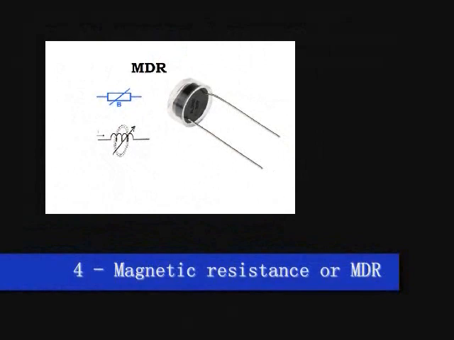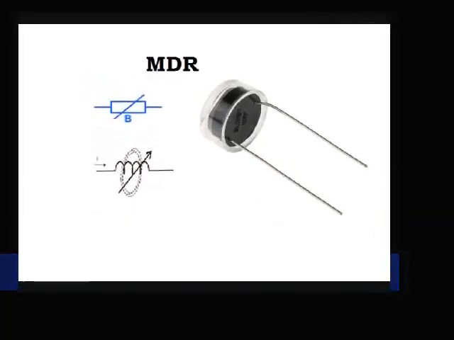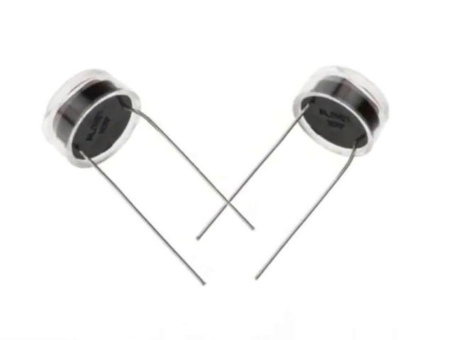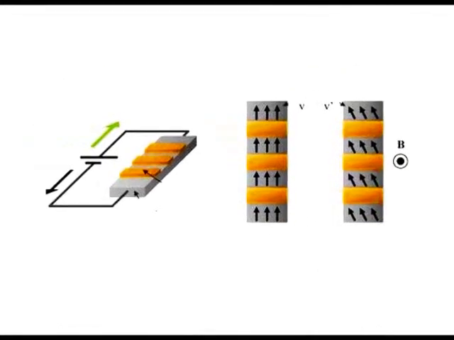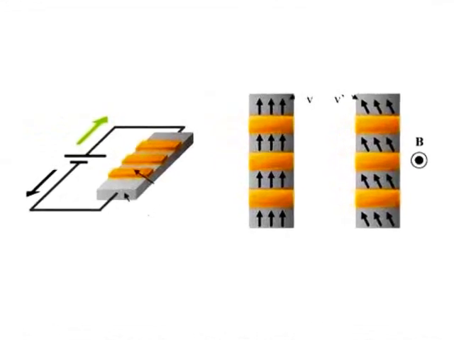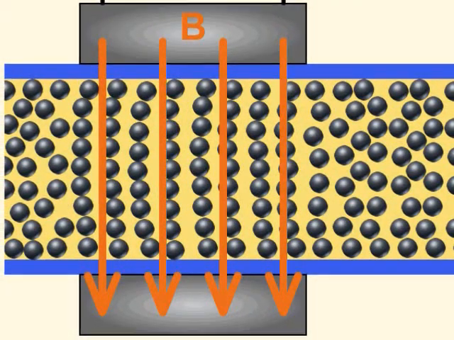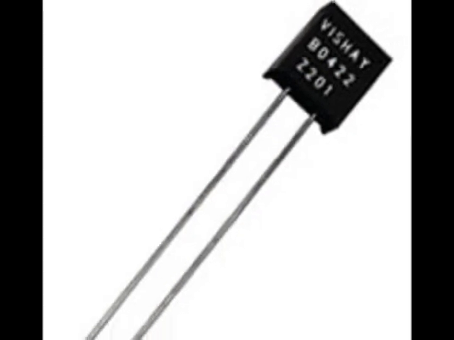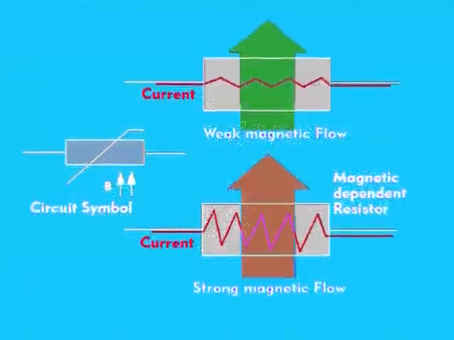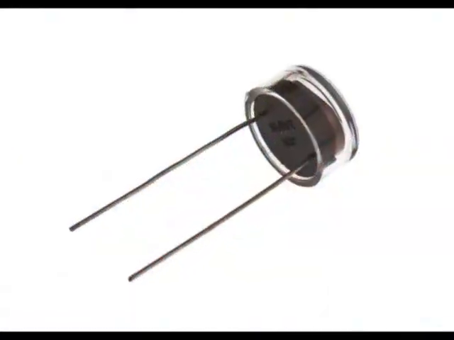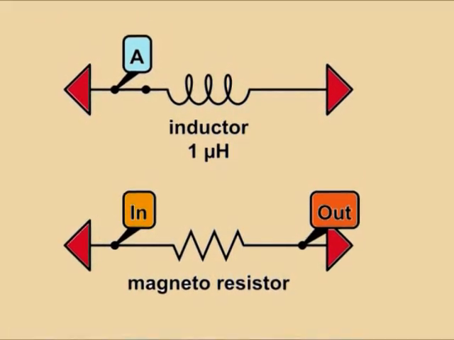Magnetic resistance or MDR. As a result of applying a magnetic field to these resistors, their value changes. These resistors are also called MDR. This word is derived from the first letters of the words magnetic field dependent resistor. The remarkable thing about these resistors is that because semiconductors with a thermal coefficient of temperature are used in their construction, if the temperature increases, the value of these resistors also decreases.